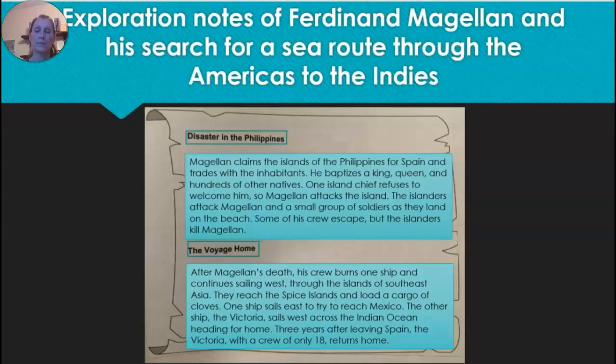The voyage home. After Magellan's death, his crew burns one ship and continues sailing west. Through the islands of Southeast Asia, they reach the Spice Islands and load a cargo of cloves. One ship sails east to try to reach Mexico. The other ship, the Victoria, sails west across the Indian Ocean heading for home. 3 years after leaving Spain, the Victoria, with only a crew of 18, returns home.